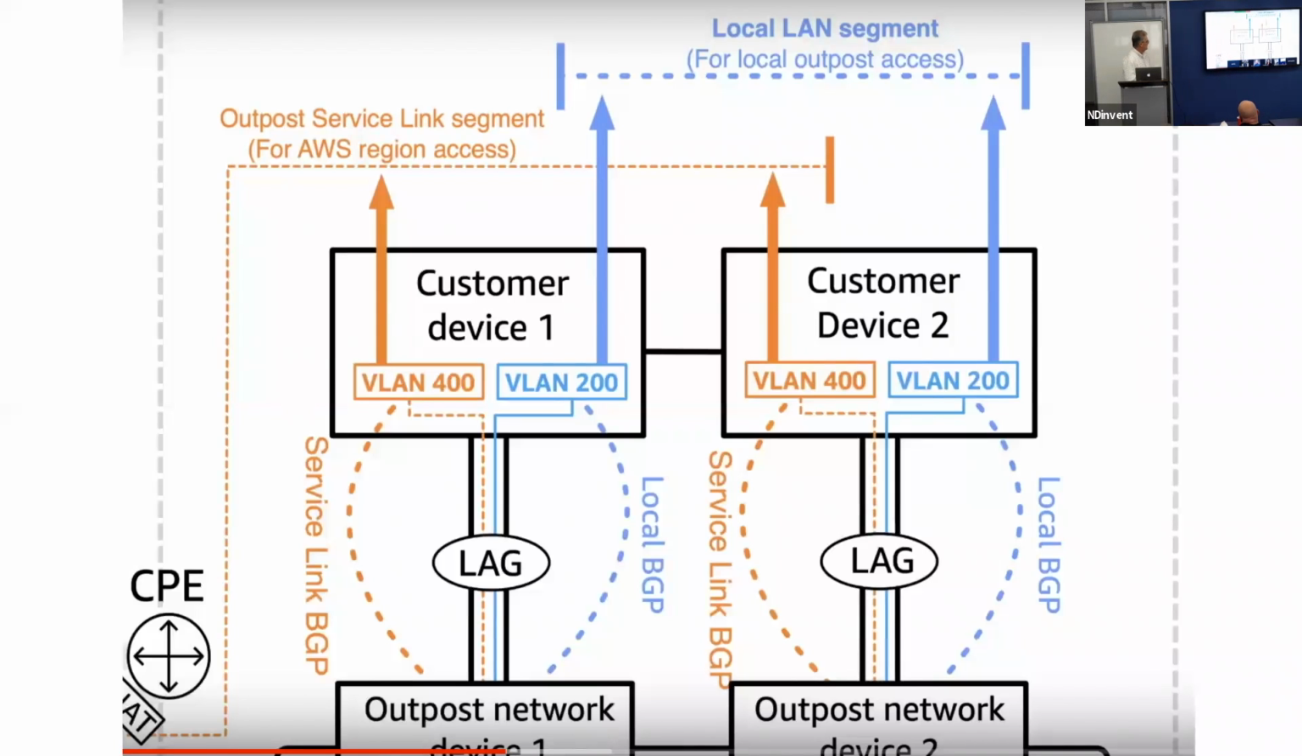Once you have your uplinks in place, you basically have to define two VLANs within those uplinks. One is, as I mentioned, for your local data center. The traffic can be routed there through the local gateway. And then the other one, which is very important, is the second VLAN, which is called the service link. The service link is the link that actually goes back into the AWS cloud.